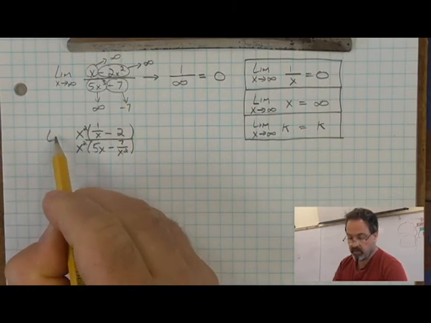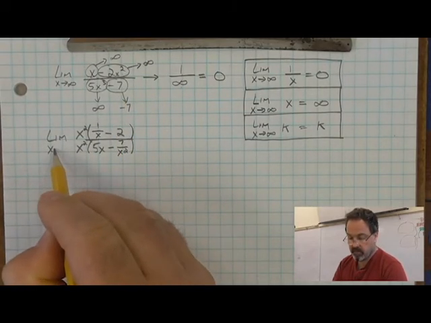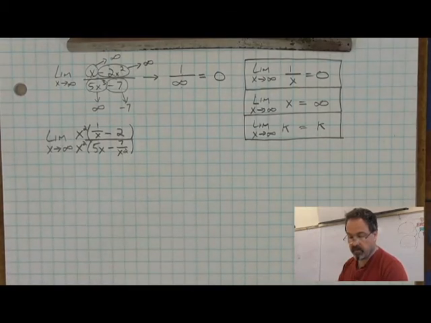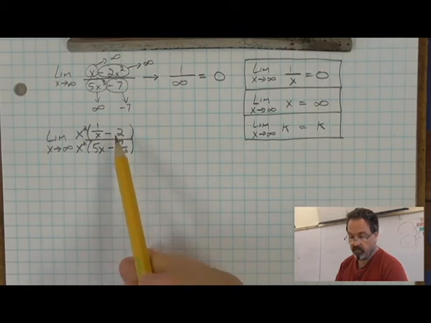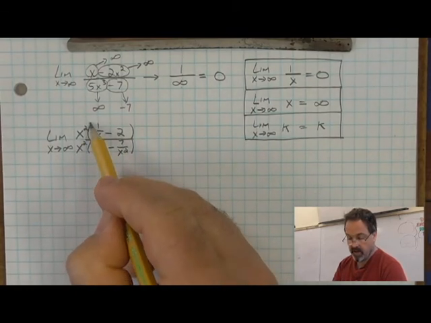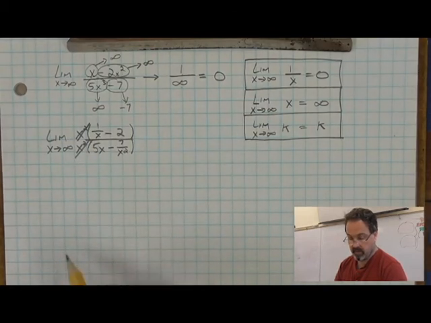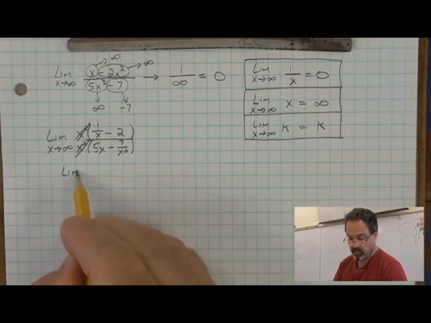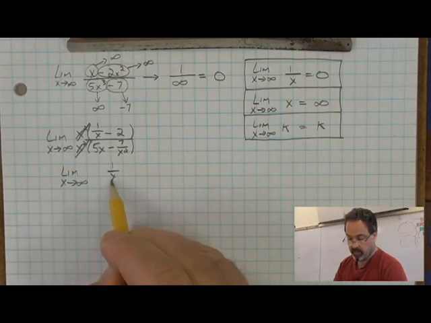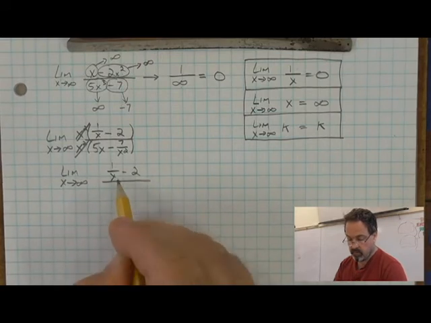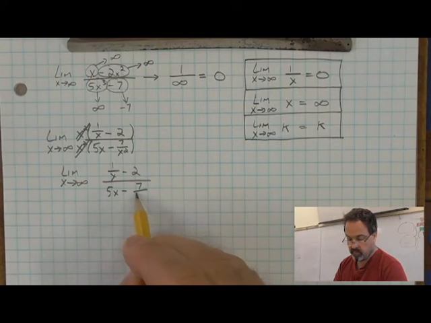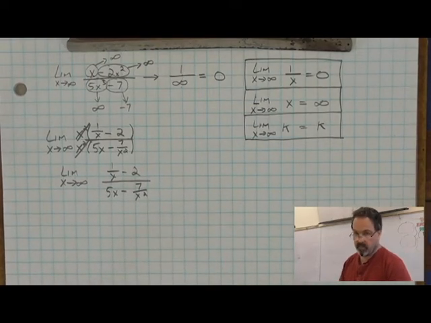Okay, why would I do this? Well, this is still a limit as x goes to infinity. But if I've factored out an x squared from both the numerator and denominator, I can now algebraically cancel them. And I get the equivalent expression, the limit as x approaches infinity of 1 over x minus 2, all over 5x minus 7 over x squared. Why is this better? Looks more complicated.